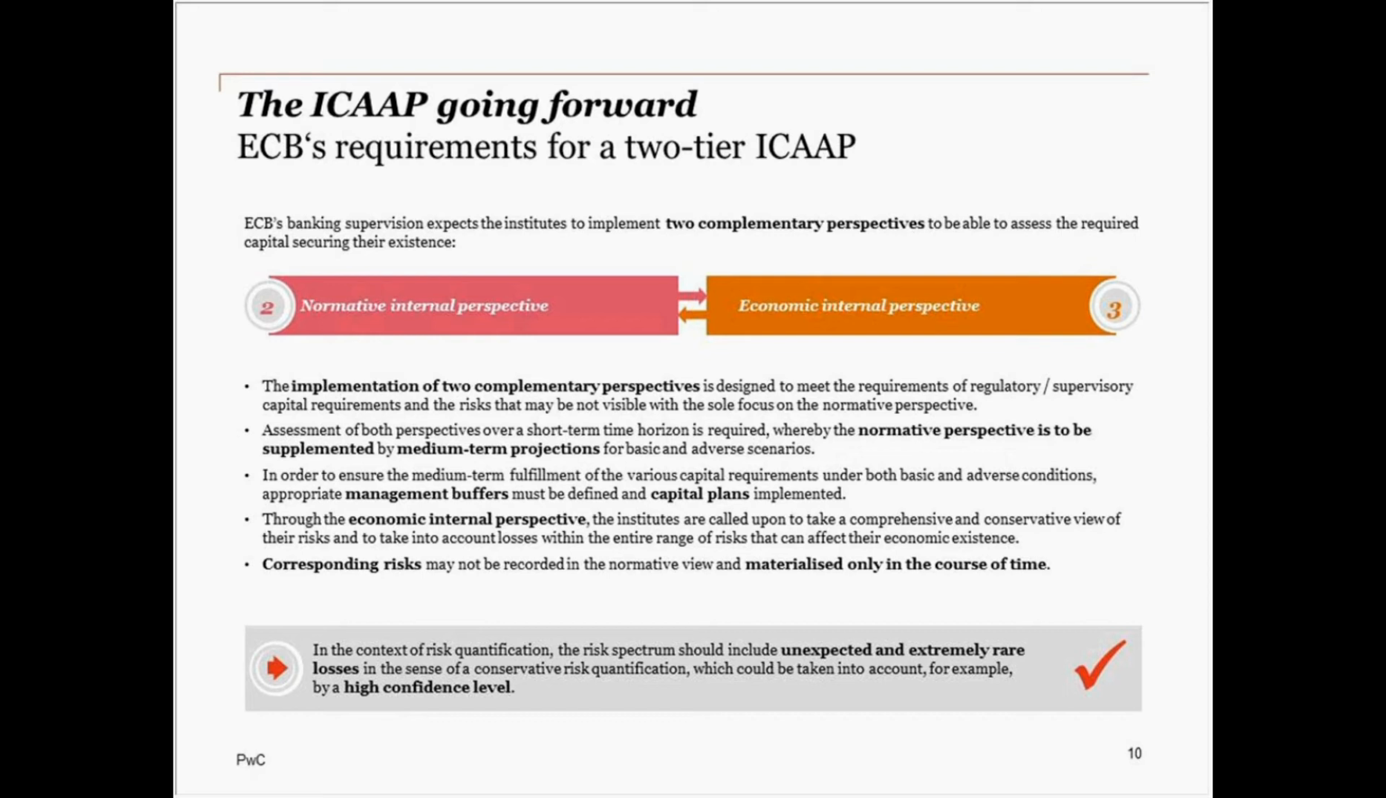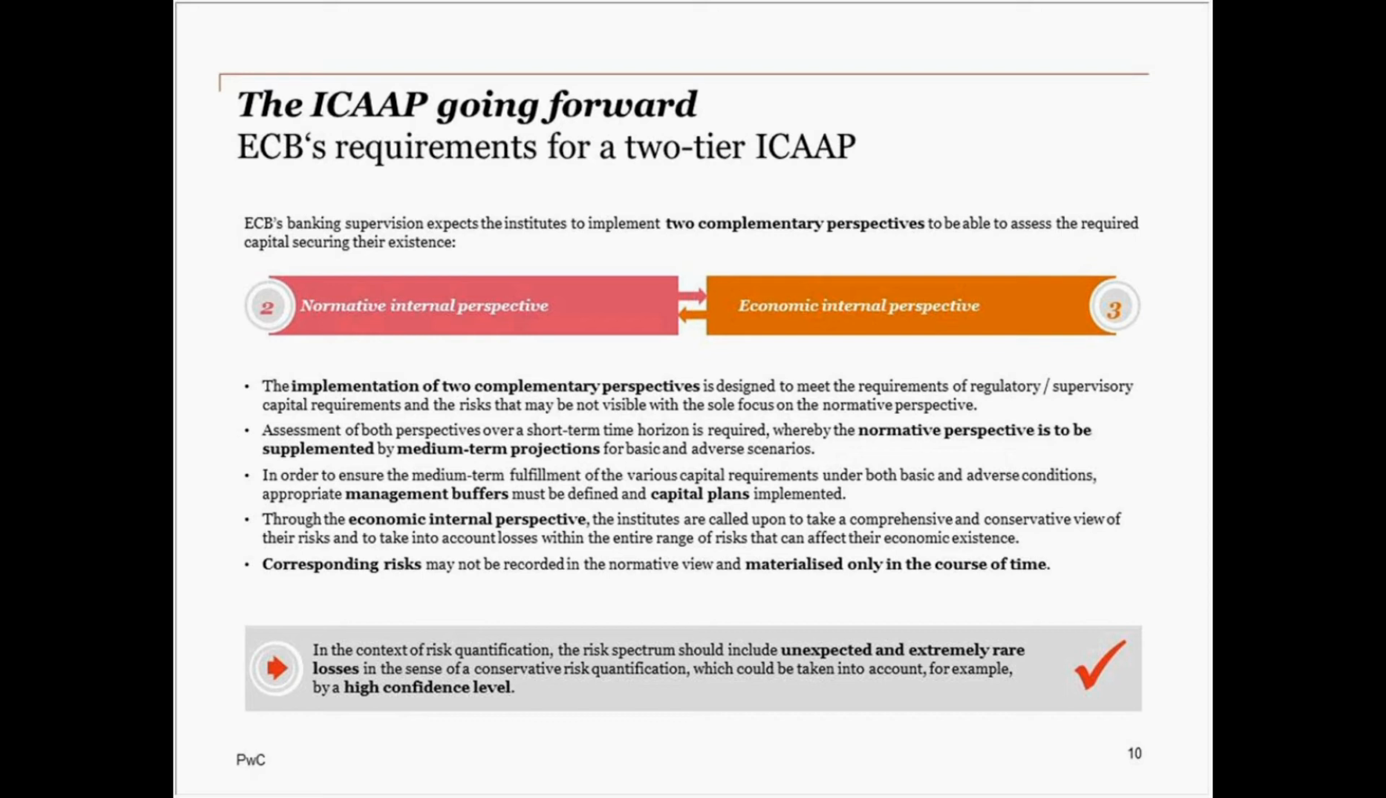The normative internal perspective should be forward-looking, looking into the future not only for 1 year, but also for a period of at least 3 years. And it should combine both, let's say, a current basis, ongoing environment, as well as an adverse perspective. What is very important is that in the normative perspective, the starting point would normally be a Pillar 1 look into the different risk categories the bank is exposed to.